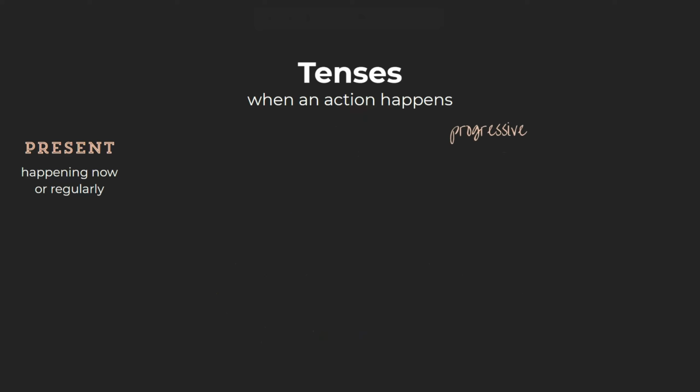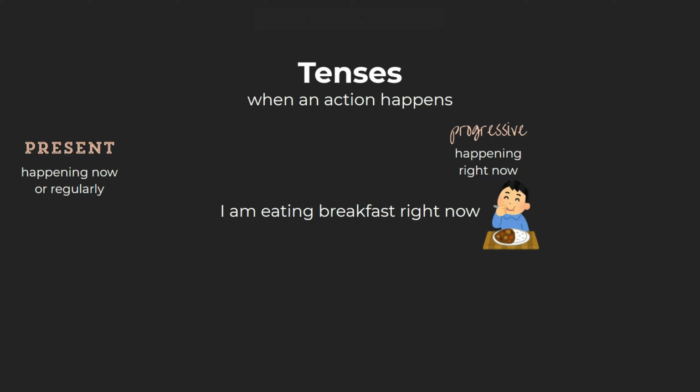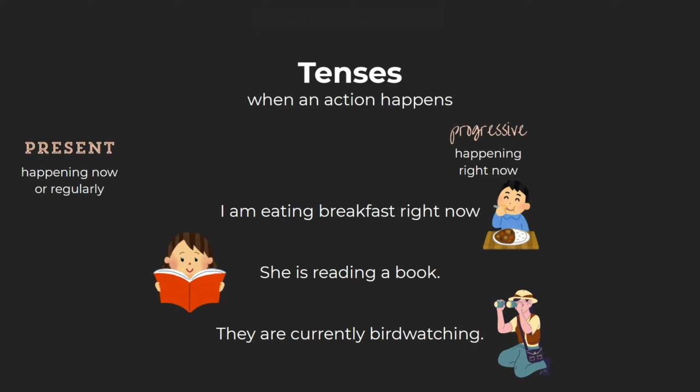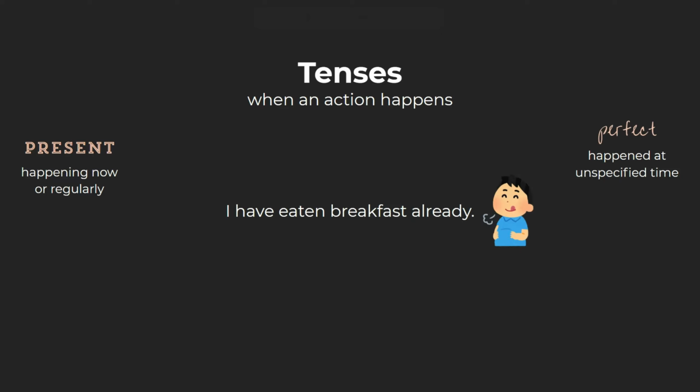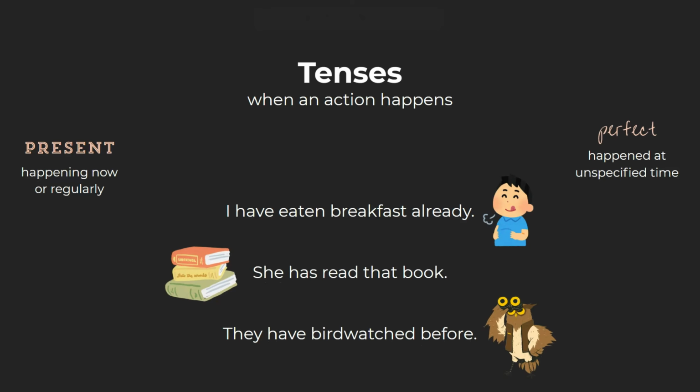The present progressive is used for actions happening right now, or for temporary situations. For example, I am eating breakfast right now, she is reading a book, or they are currently birdwatching. And the present perfect is used for actions that happened at an unspecified time and are still relevant. For example, I have eaten breakfast already, she has read that book, or they have birdwatched before.